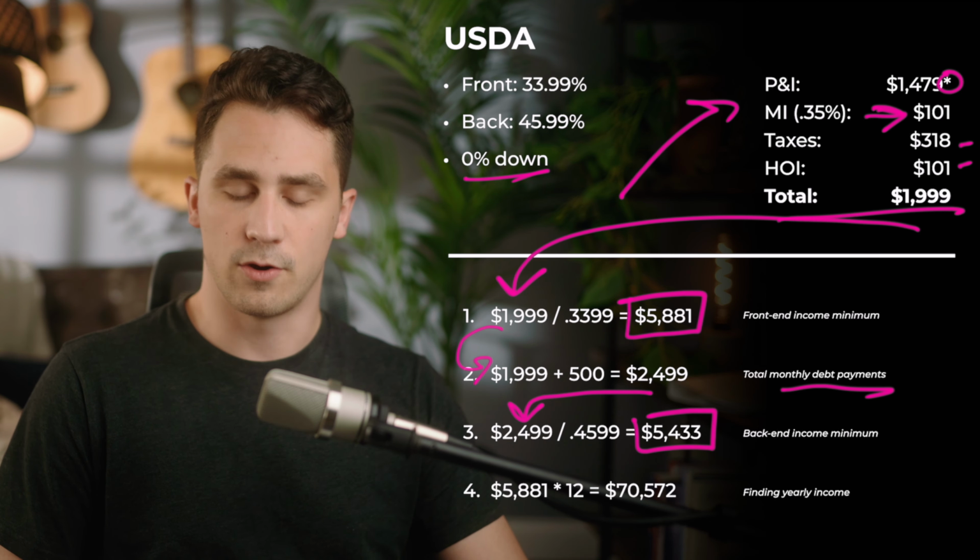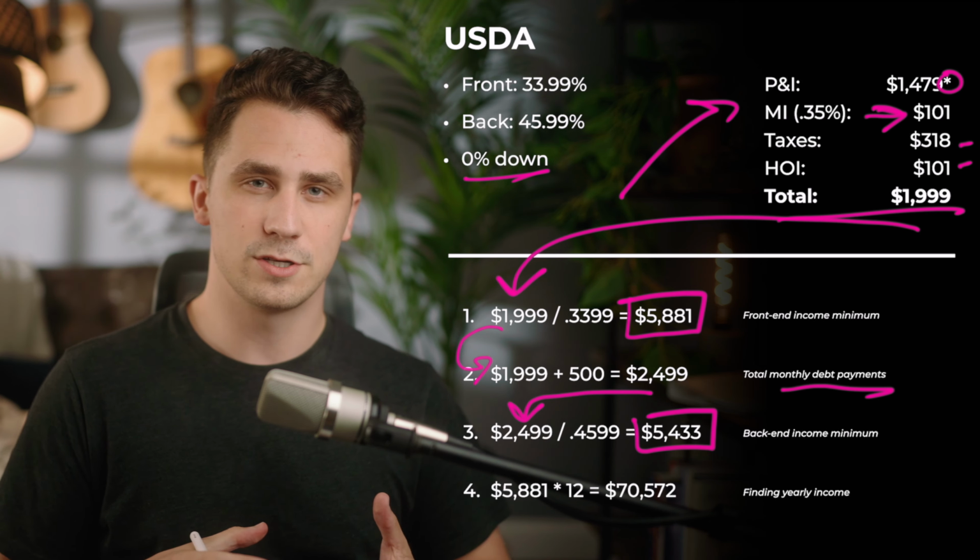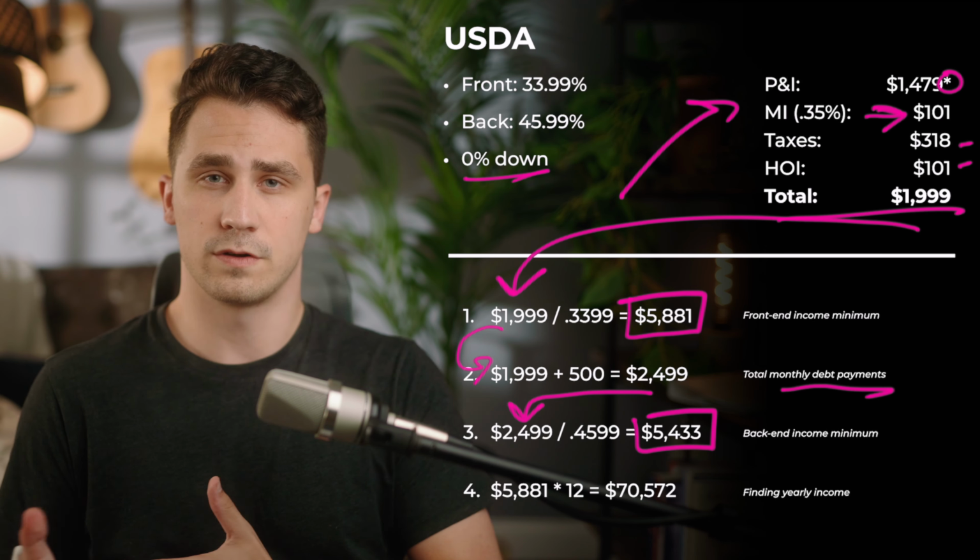So we have an issue here. We have two debt to income ratios that are telling us two income numbers. So front end ratio tells us we need $5,881 per month. And the back end ratio tells us we need $5,433 per month.